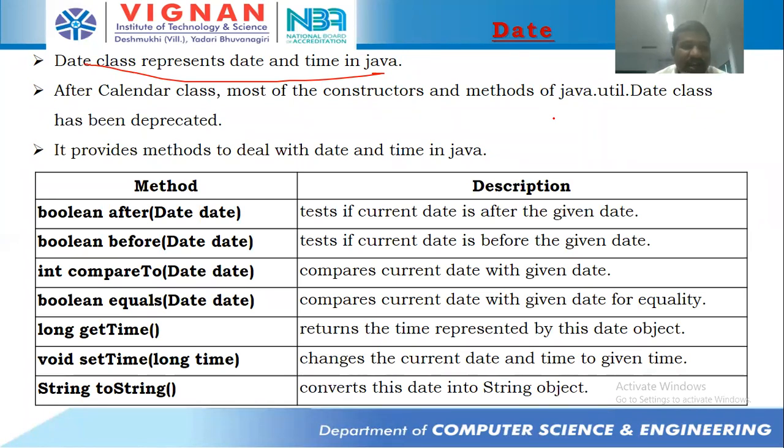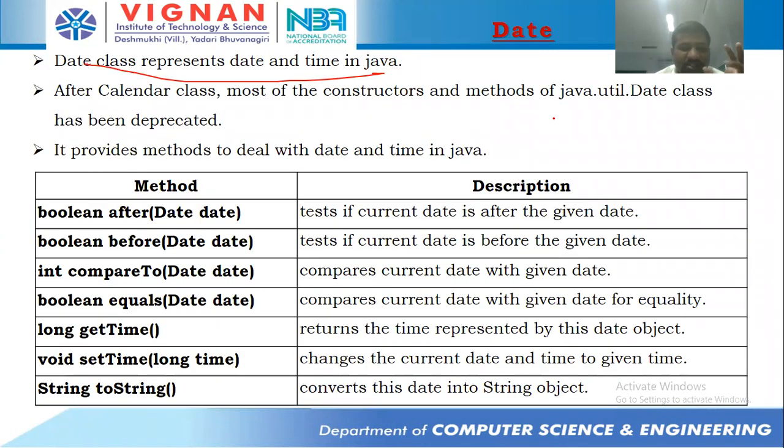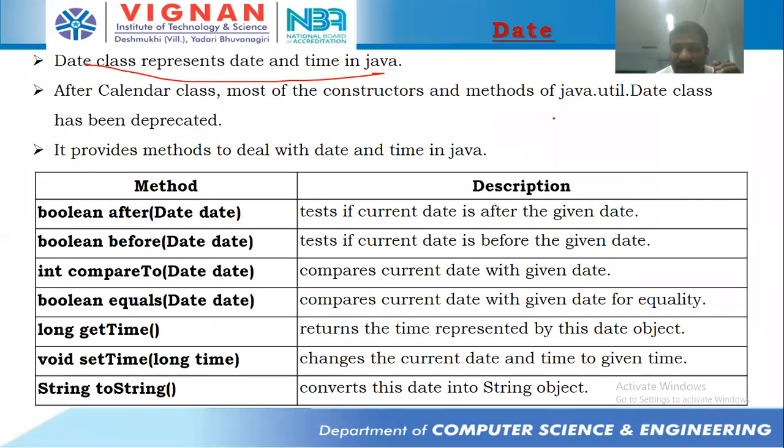Try to listen to this. The Date class represents the date and time. After the Calendar class, most of the constructors and methods of the java.util.Date class have been deprecated. It provides methods to deal with the date and time in Java. It provides some set of things to us, but it's not going to be as convenient as Calendar. It's going to be somewhat different, and how it is different, let's see.